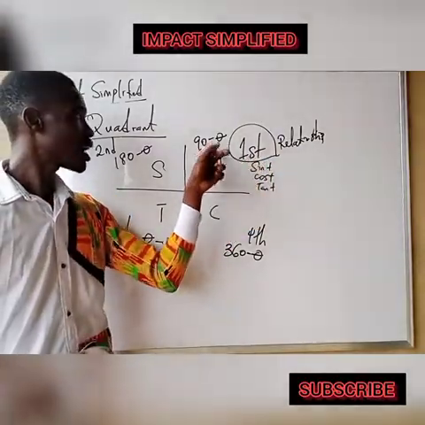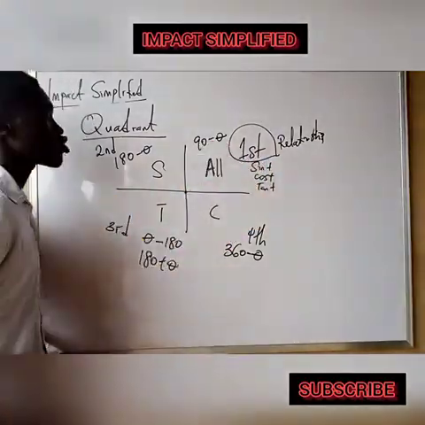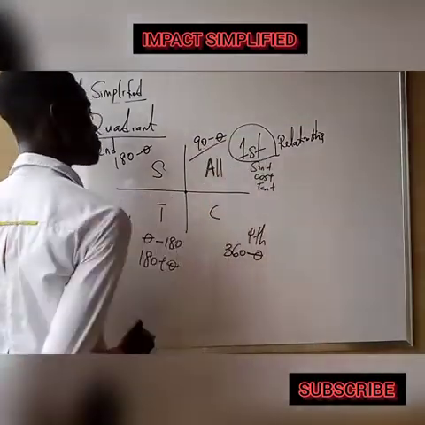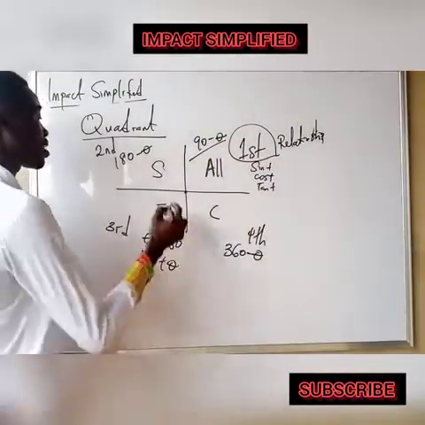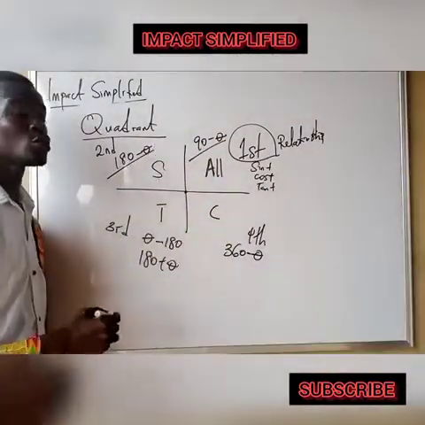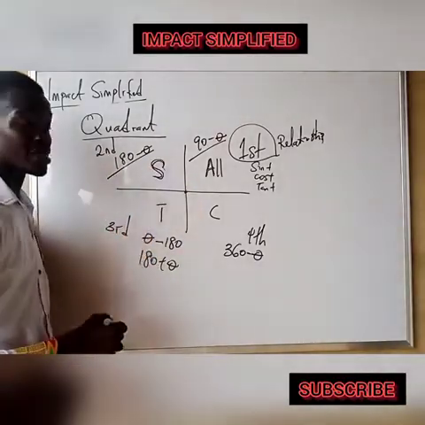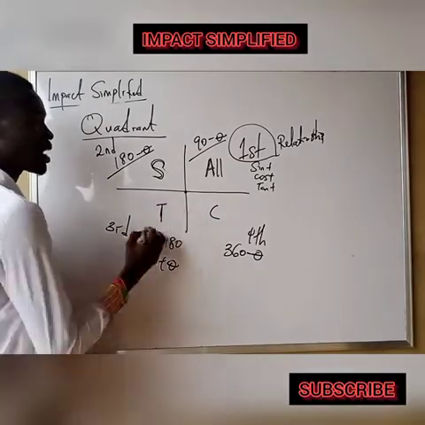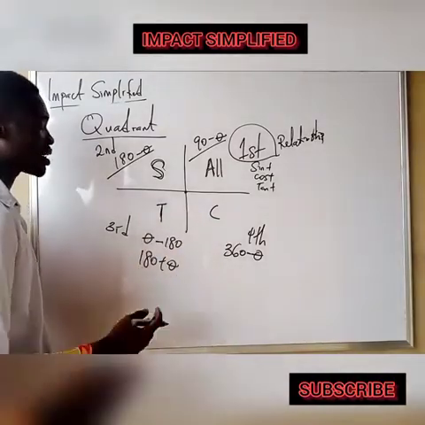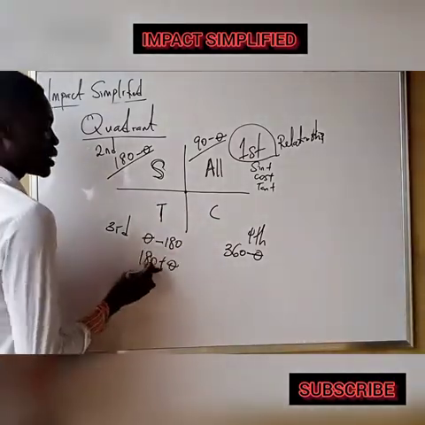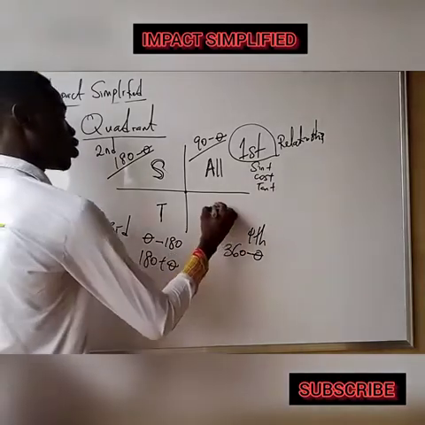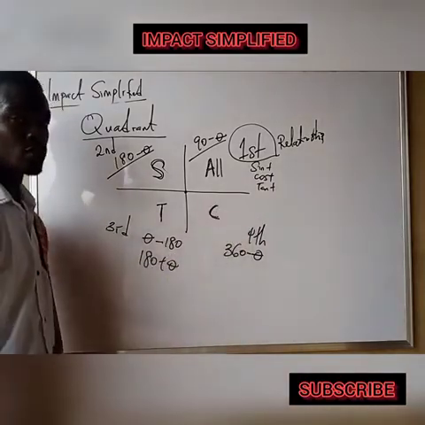And what is the angle combination here? The angle combination here is 90 minus theta. The angle combination here is 180 minus theta, and this is having sine. This means only sine is positive. All others are negative. For theta minus 180 and 180 plus theta, only cos is positive. Do we get that?